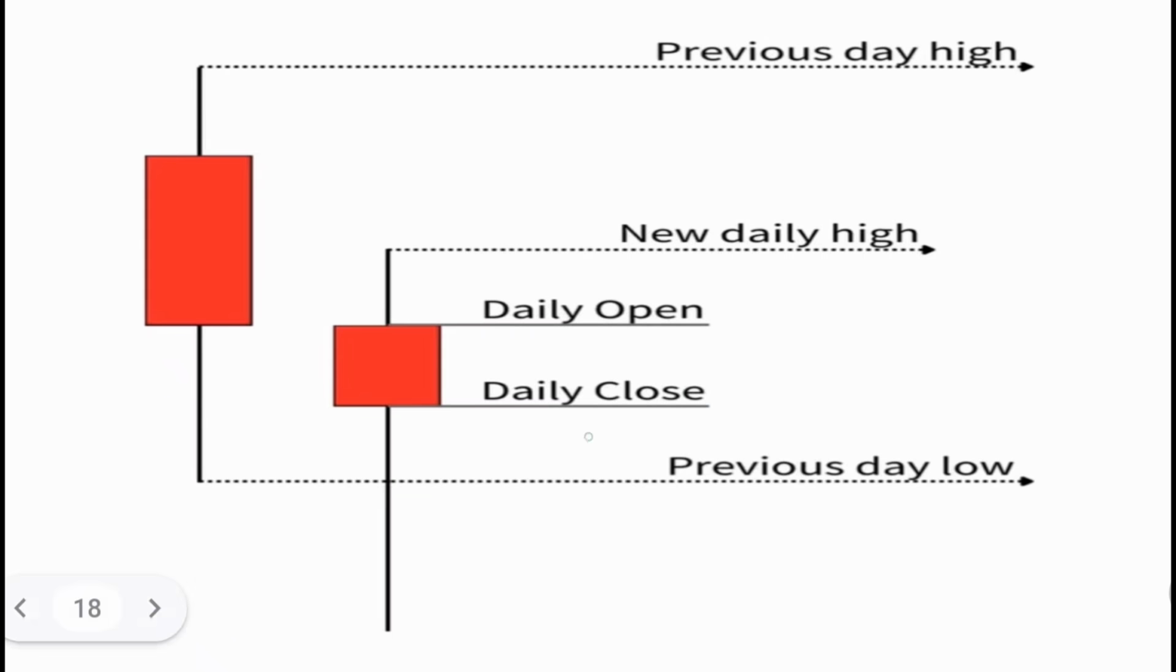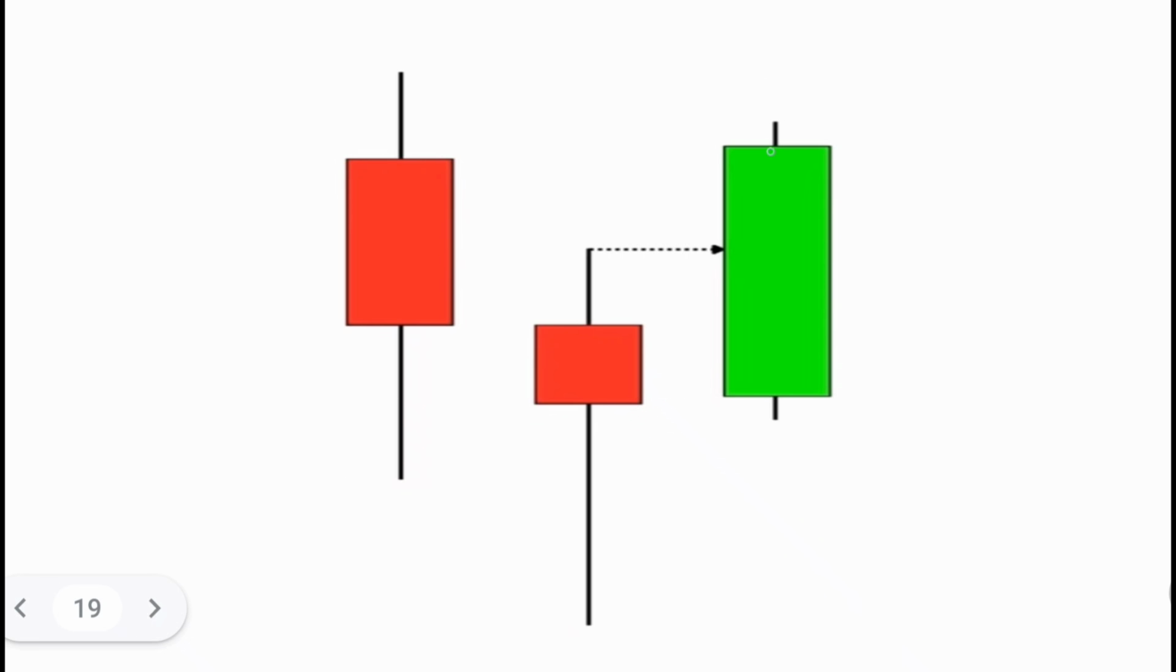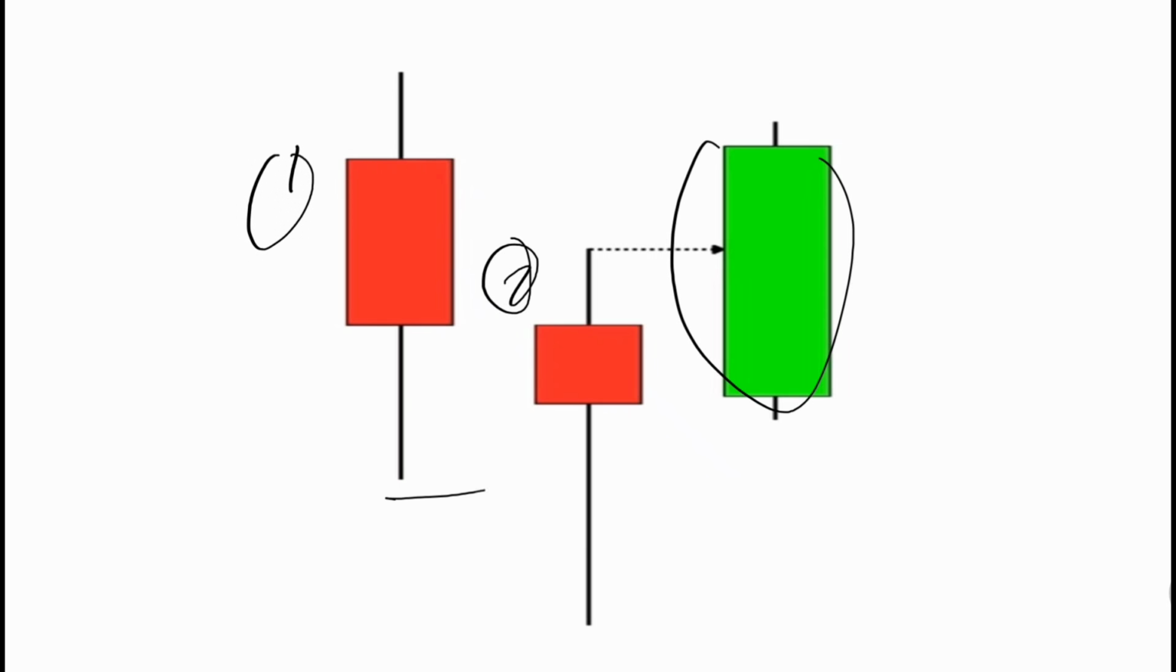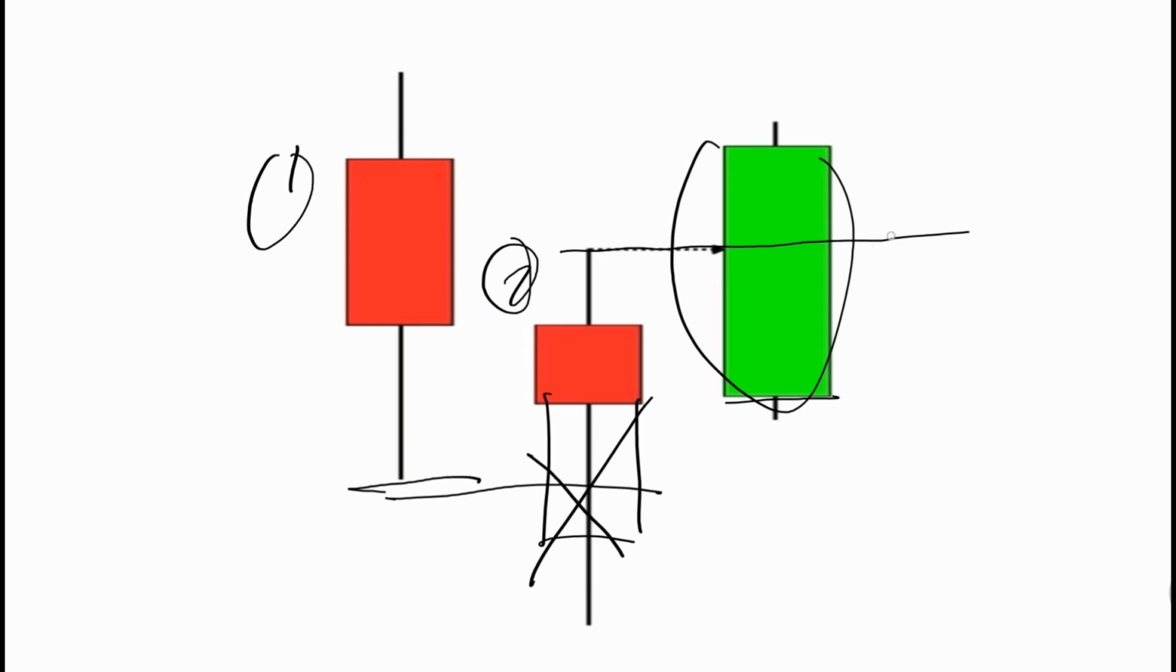Let me show you what I mean. So this is day 1, day 2. This is bullish because this body failed to close below the previous day's low, and therefore there was a bullish candle. The market for the third day was bullish and took out the new daily high because of this. Okay, so that is it.